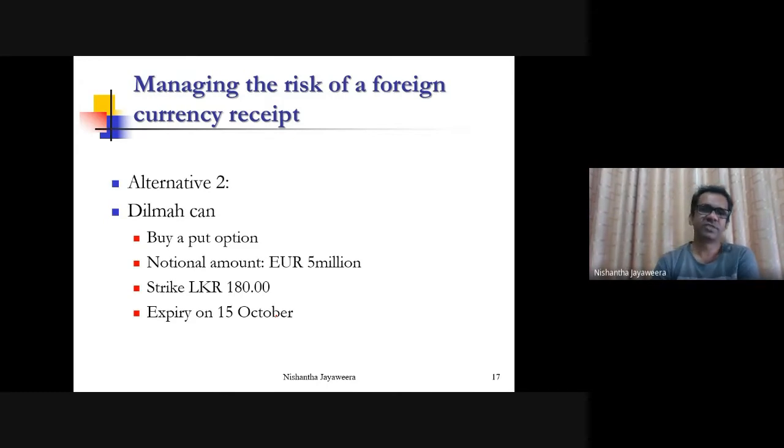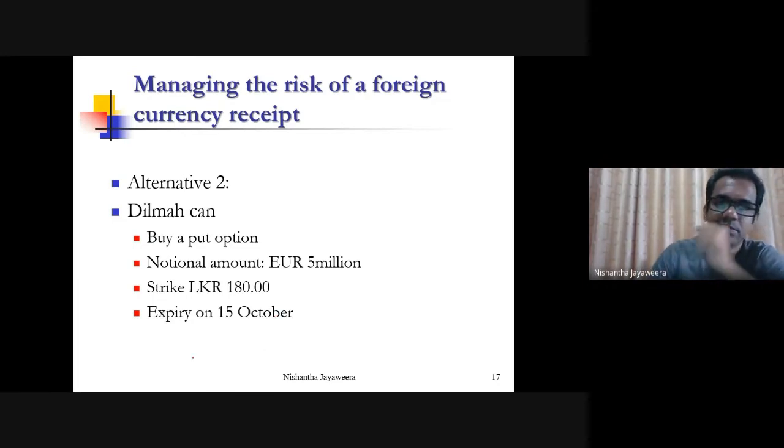Then the second option is the option. What is the option that the exporter should enter into? It is a put option. Why? Buy a put option.